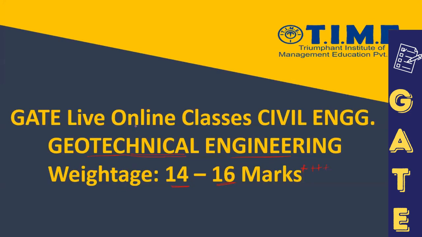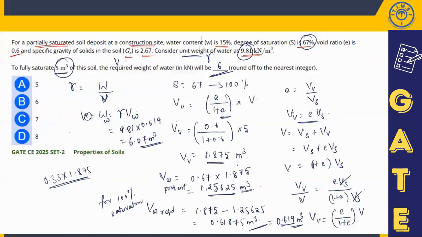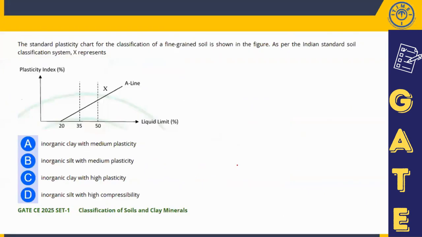I welcome you to the Class 2 GATE online live class, Civil Engineering, session 2 of geotechnical engineering, a very high weighted subject whose weightage ranges from 14 to 16 marks. So we will be solving very important questions and the method of approach and how to solve them quickly in today's session. These are the questions that we have discussed in the previous sessions. So let's quickly start with the questions.